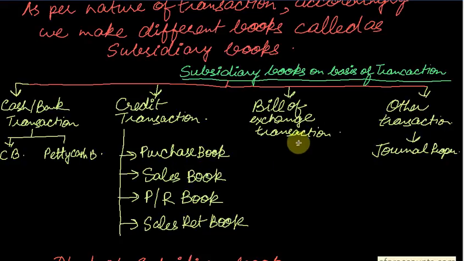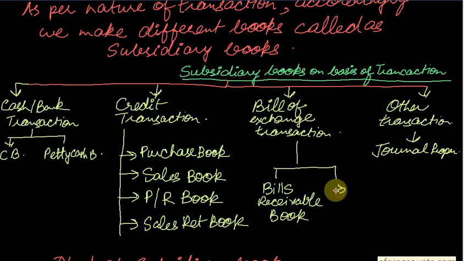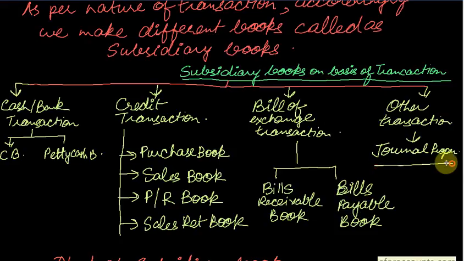And bill of exchange transactions. Bill of exchange can again be of two types. One is bills receivable book, and the other will definitely be bills payable book. And when the transaction doesn't fit anywhere, then it will go to your journal proper. Okay? Moving on.